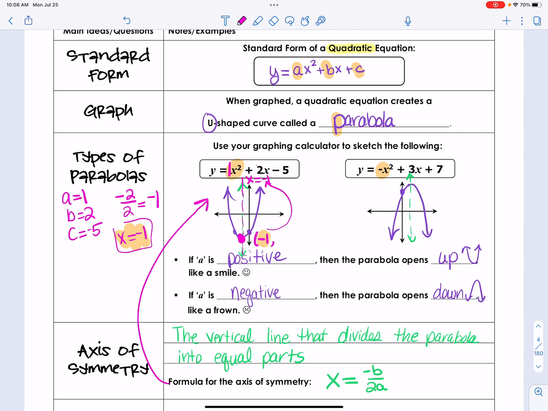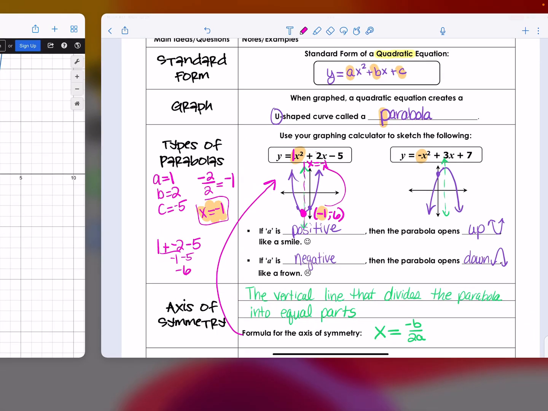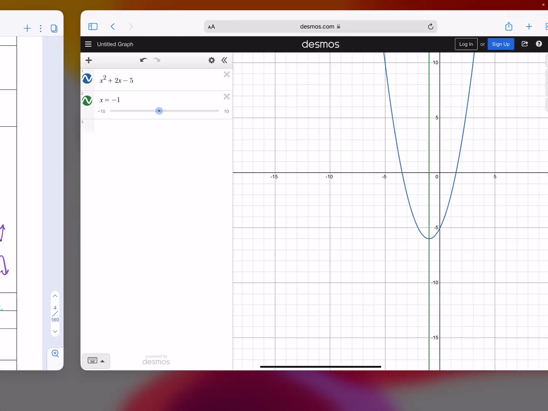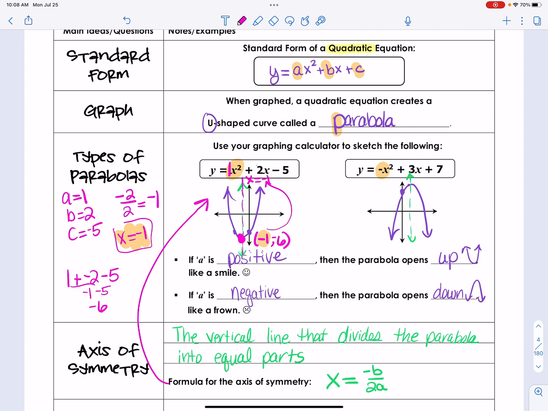So I'm going to come over here to the side. Negative 1 squared is 1, plus 2 times negative 1 is negative 2, minus 5. So that's negative 1 minus 5 is negative 6. Isn't that what the graphing calculator got? Okay, negative 1, negative 6. That's exactly what the graphing calculator got down here, negative 1, negative 6. So you're going to be able to do these without calculators.